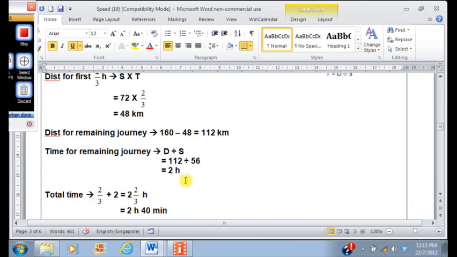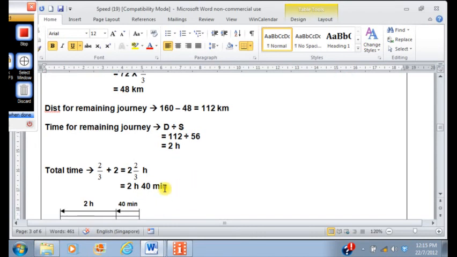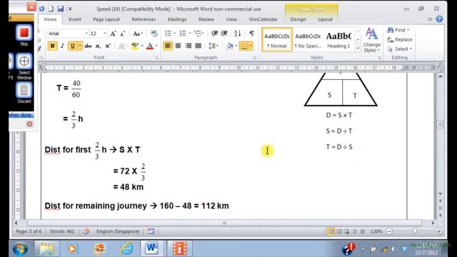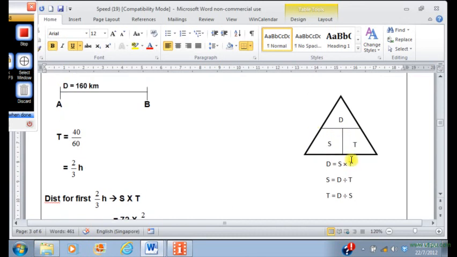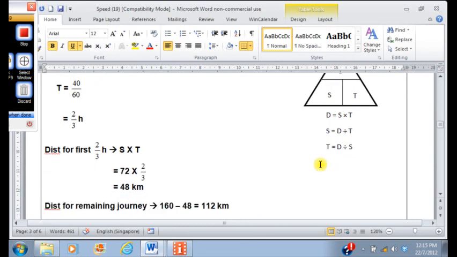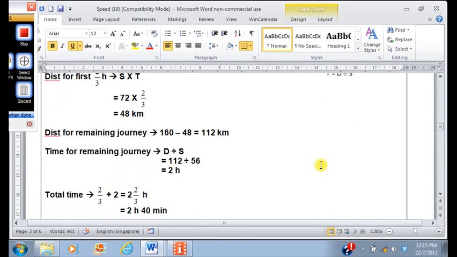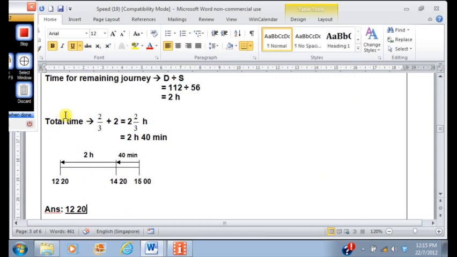Find the time taken for the remaining journey. Add them up together. 2 hours and 40 minutes after changing to hours and minutes. Now we know that he reached town B at 1500 hours. So if you go backwards, he actually started at 12:20. Again, this one is important. Okay, so go through slowly, pause whenever you need to, and learn at your own pace. Thank you.